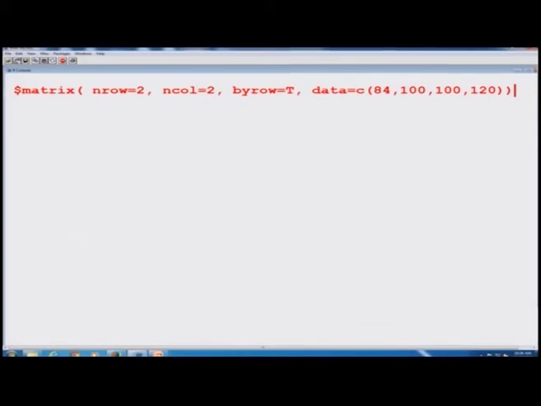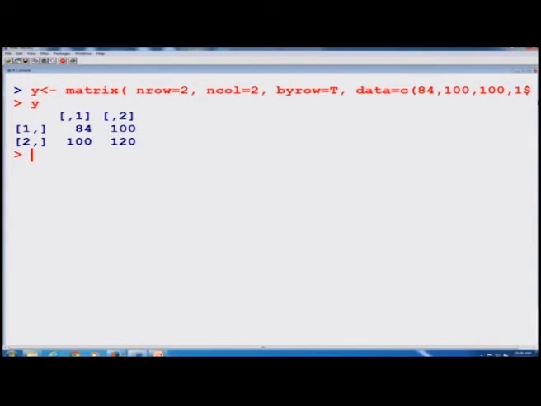discussion. Now I create a matrix y, and you can see that y is like this, so this is essentially a 2 by 2 matrix, and I want to find its inverse. So, I will simply say solve y, and this will give us the inverse of this matrix.